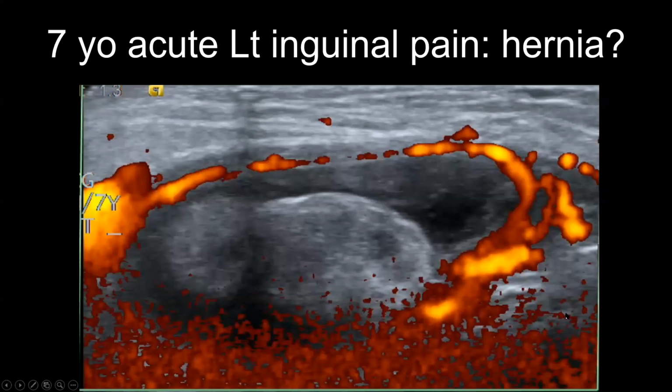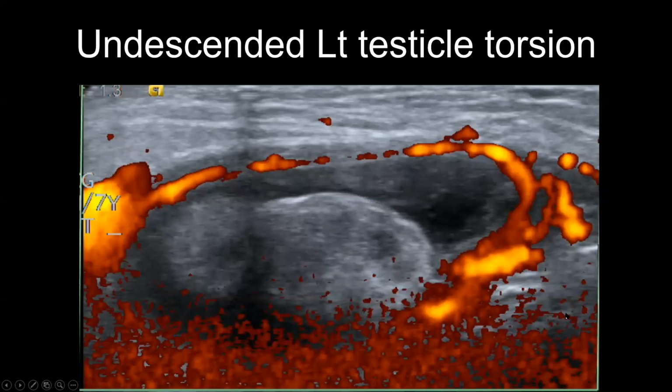Is there any way this could represent an undescended testicle that's torsed? And they were absolutely right. This turned out to be an undescended testicle that had torsed. It was in the inguinal canal.